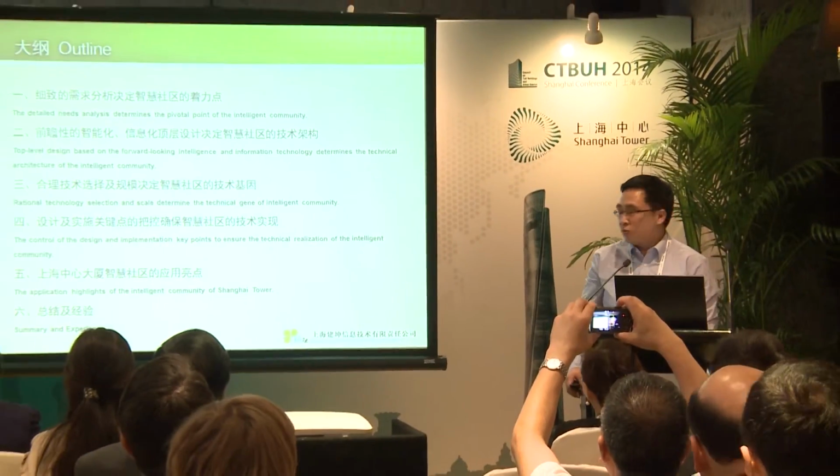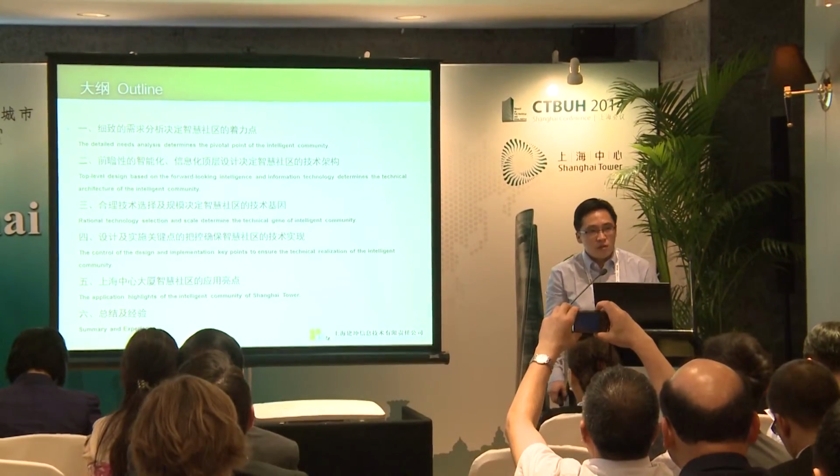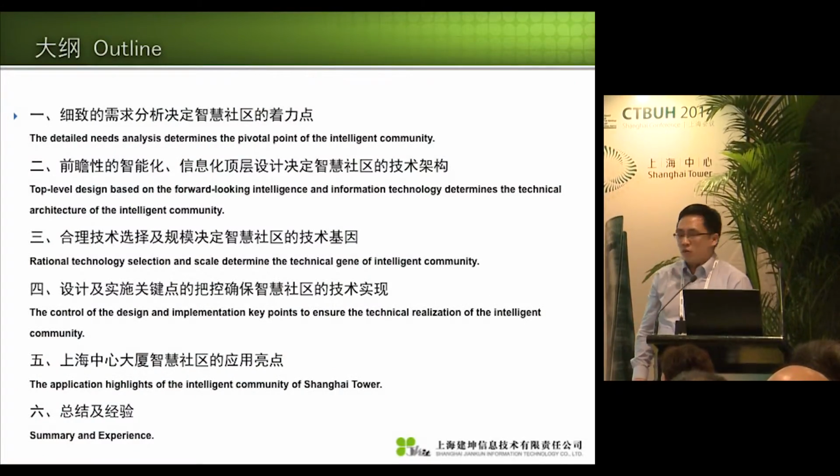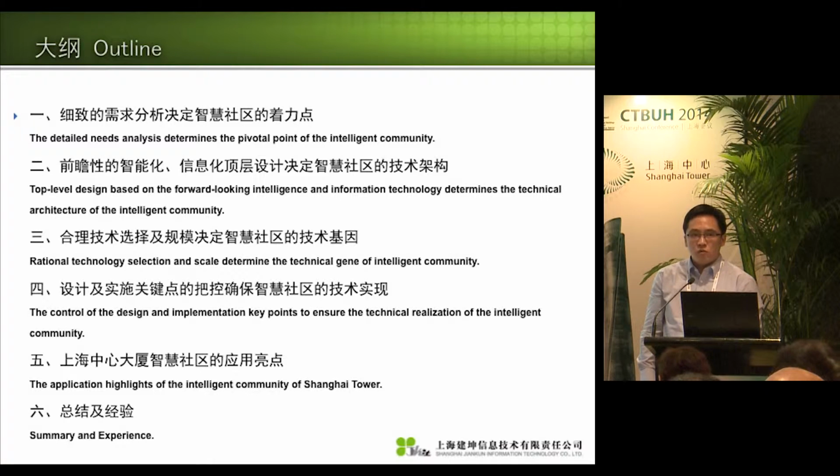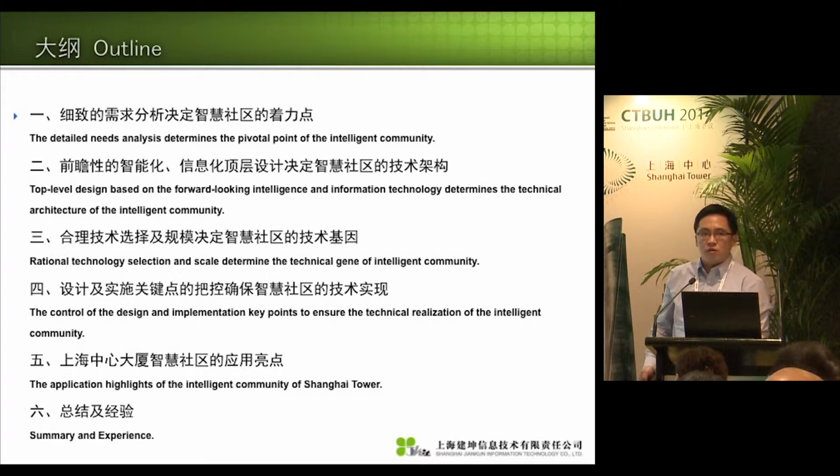My topic will be divided into 6 parts. We know that in order to build a vertical community, first of all, we have to analyze its demand. And then we can come up with a top-level and high-level intelligent and information-based design. Based on this high-level design, we are going to choose our technological route and size. And of course, we have to look into details of some key points in order to realize our intelligent community.